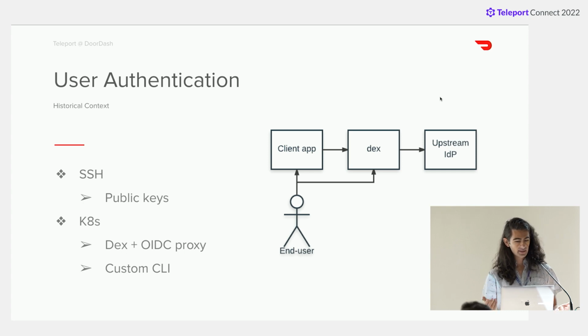On the Kubernetes side, we used DEX and OIDC proxy, which are open source tools for authenticating to Kubernetes, with a custom CLI tool that basically injected authentication data into your kube config so you could access our clusters.